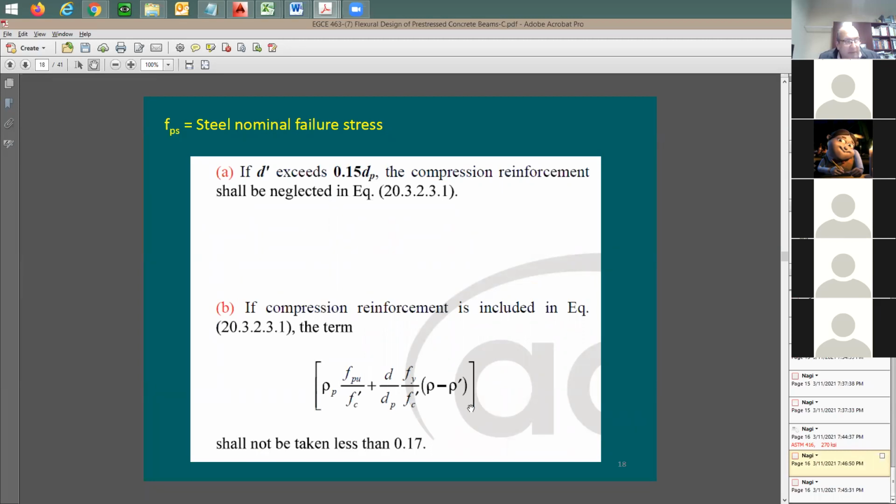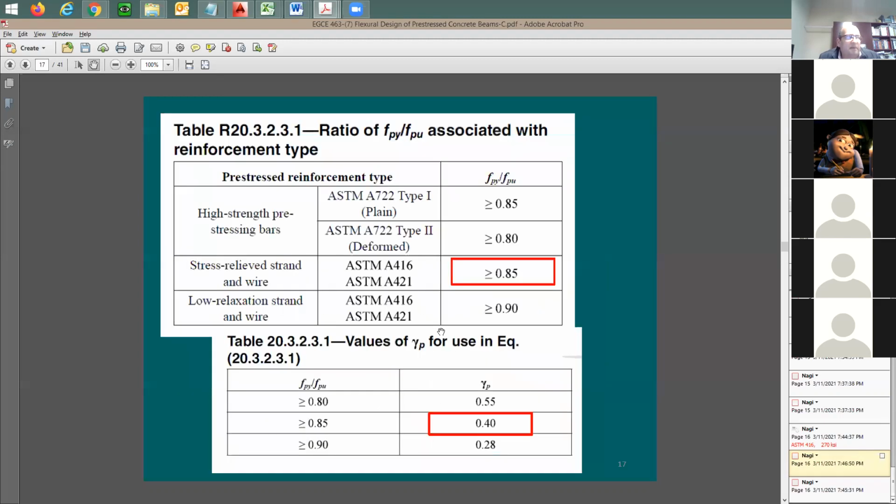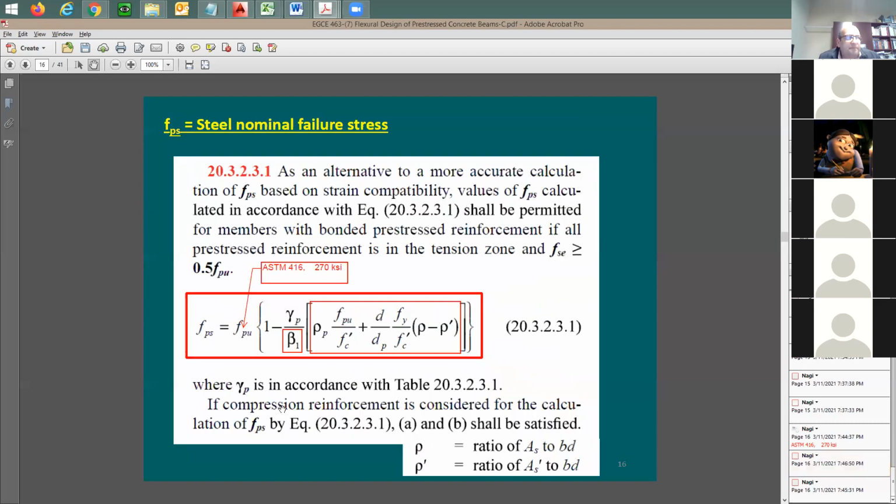Professor? Yes. I'm still a little confused on rho P. Rho P is going to be the ratio of APS divided by the cross-section area of the concrete. The steel ratio. Rho is a steel ratio, okay? Oh, okay. Rho, generally speaking, is a steel ratio. Thank you. No problem. So generally speaking, again, rho is going to be the steel ratio, right?